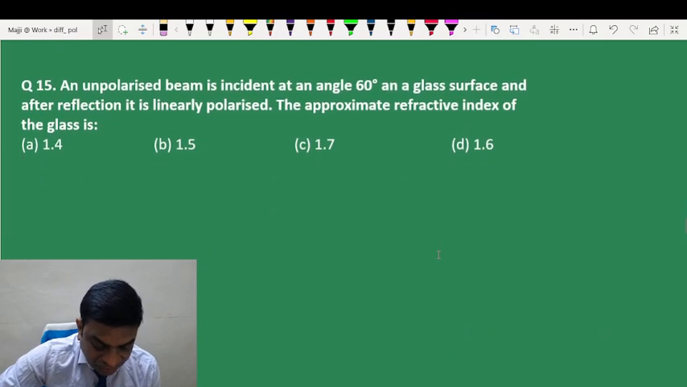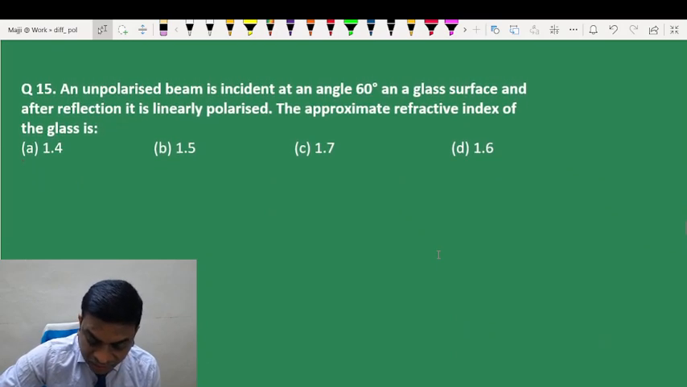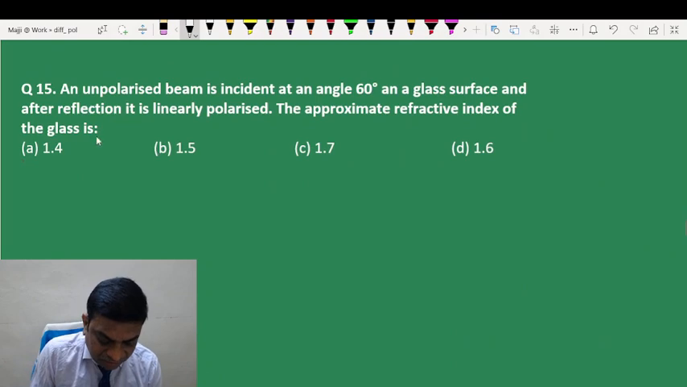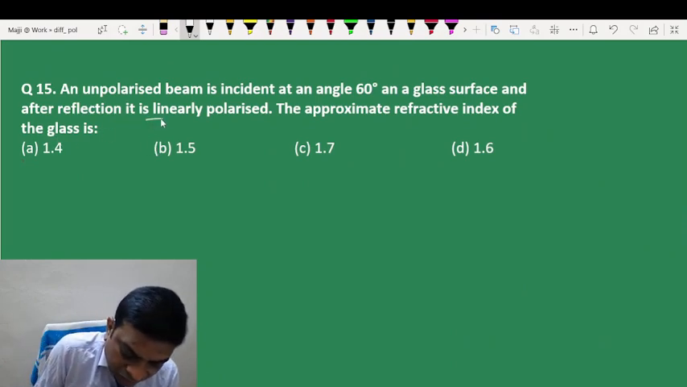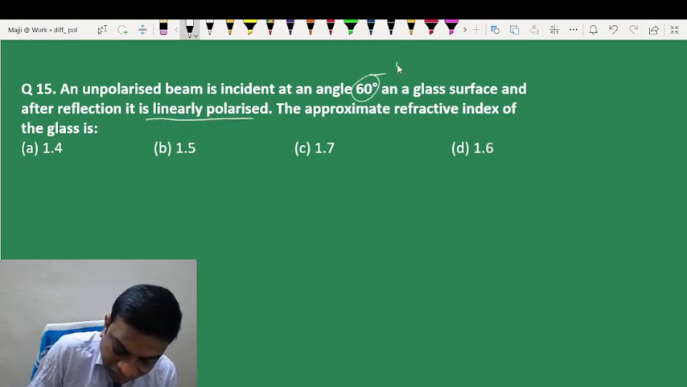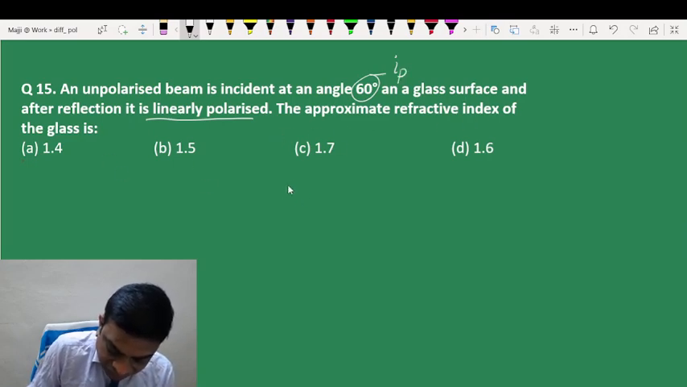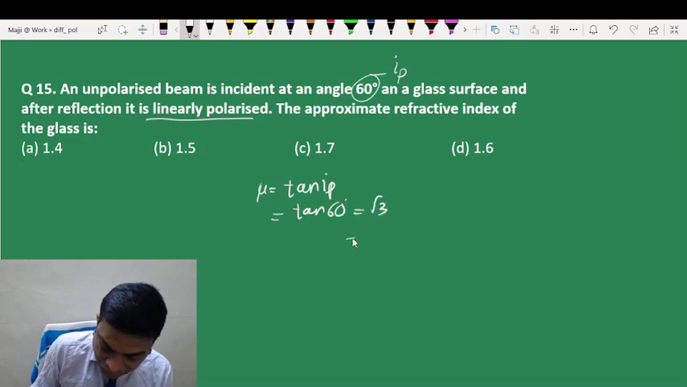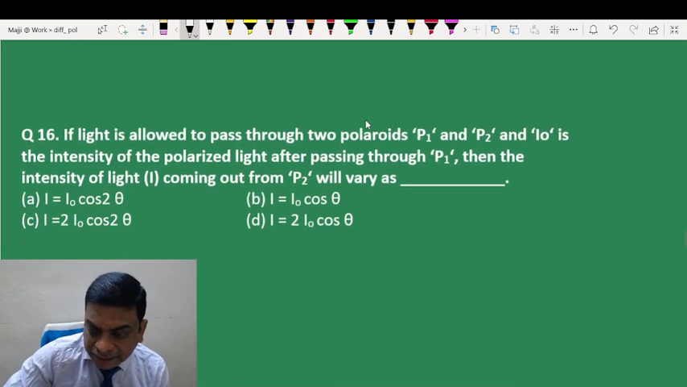Then coming to question 15, an unpolarized beam is incident at an angle of 60 degrees on a glass surface, and after reflection it is linearly polarized. That means this angle must be the polarizing angle. The approximate refractive index of the glass? We know that tan of polarizing angle is equal to mu. So tan 60 degrees is root 3. Root 3 is 1.732. So option C is the correct answer.